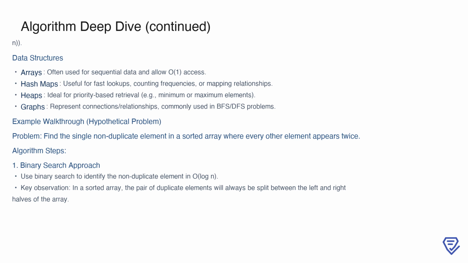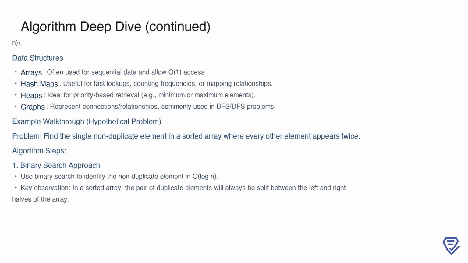Let's apply these principles to a hypothetical problem: finding the single non-duplicate element in a sorted array where every other element appears twice. A binary search approach can solve this problem efficiently in O(log n) time. The key observation here is that in a sorted array, duplicate pairs are always split between the left and right halves of the array. By leveraging this property, we can systematically narrow down the search space to locate the non-duplicate element.